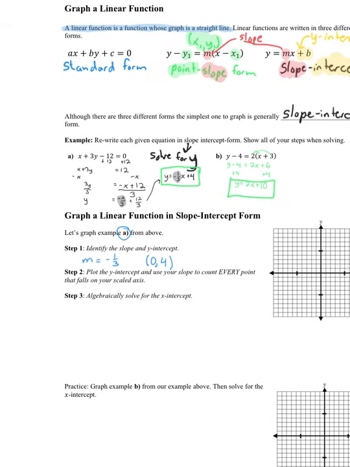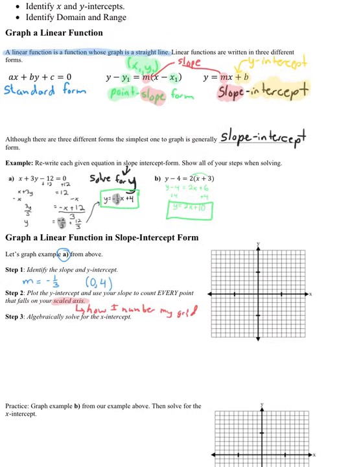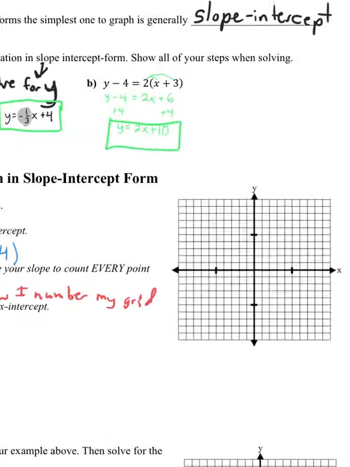The second thing I want to do is I'm going to plot the y-intercept, and I'm going to use my slope to count every point that falls on my scaled axes. In the scaled axes, that's going to be how I number my grid. That's really important. Sometimes you might create a scaled axis and then you realize it's not going to work, so you have to change the scale. It's basically our viewing window. Like if we did this on a calculator, it's how we view the graph.